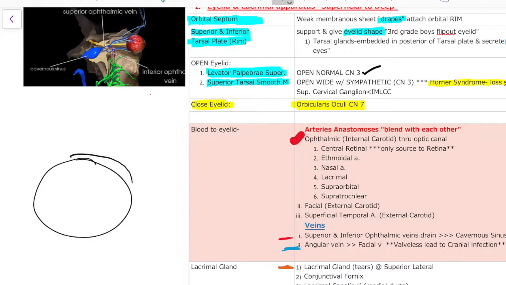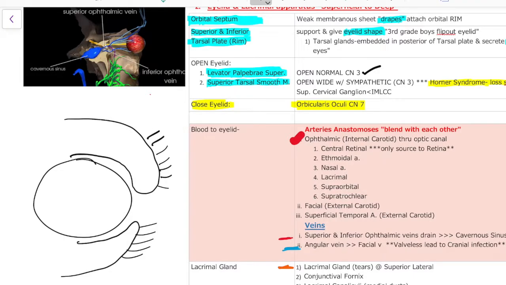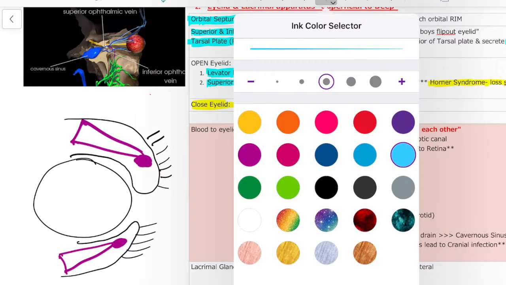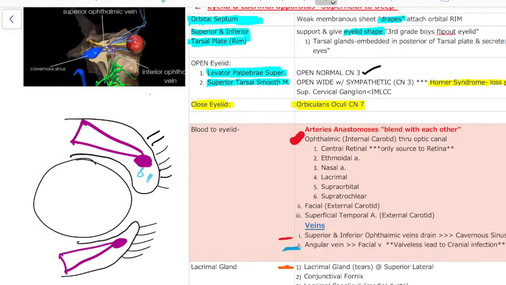Here we have our, draw this a little bigger. Here's our tarsal plates, some eyelashes attached. Inside the tarsal plate we have this gland, the tarsal gland, and the tarsal gland is responsible for giving the oily substance that is responsible for waterproofing the eye.